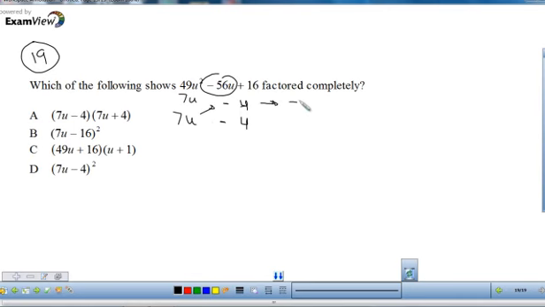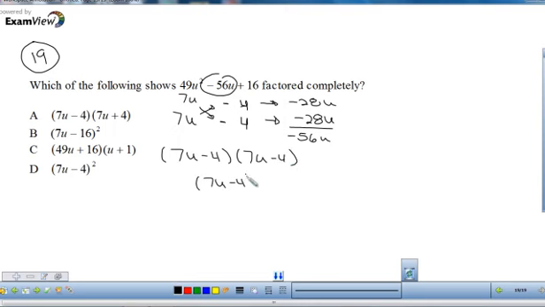And you can check to make sure that it gives you negative 56u. So we're going to have 7u minus 4, 7u minus 4. Or another way I can write this, since there's two of them, is 7u minus 4 squared.